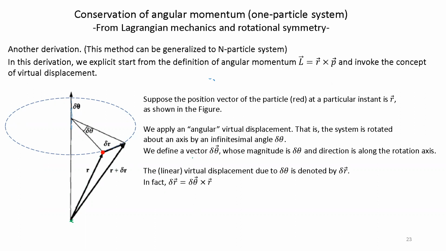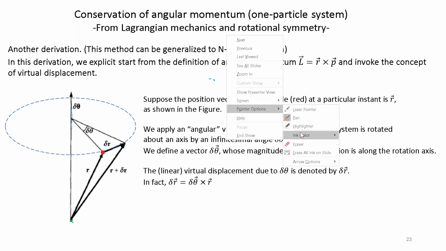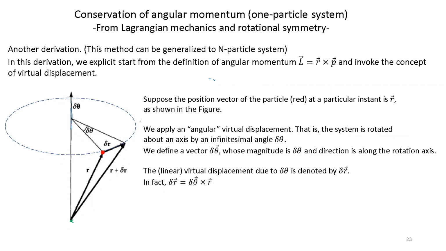Now, how much the particle has actually moved is given by this small vector here, this delta R vector. We do care about delta R, how much it actually moved. Although originally I give you a delta theta, after that we also want to know what the actual delta R is.